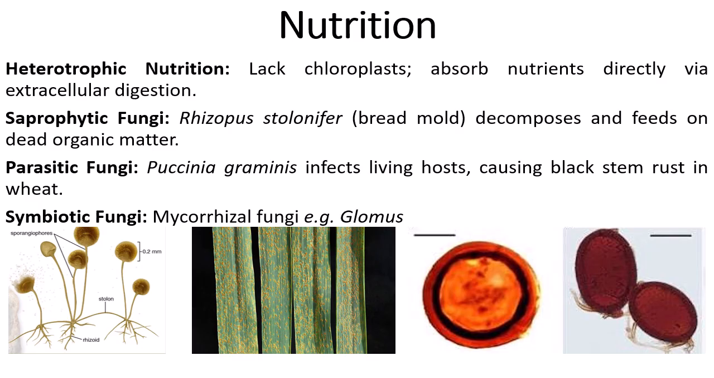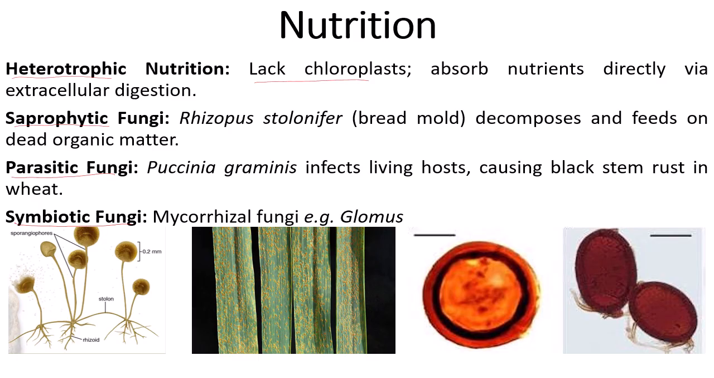The mode of nutrition of fungi is heterotrophic. As you can see that they are achlorophyllous, so they cannot synthesize their own food material, so they have to depend on other organisms to obtain their food. So they lack chloroplast and they absorb the nutrients directly from the other organisms by extracellular digestion, forming haustoria. Some of them are saprophytes, some of them are parasites, and some of them are symbiotic.